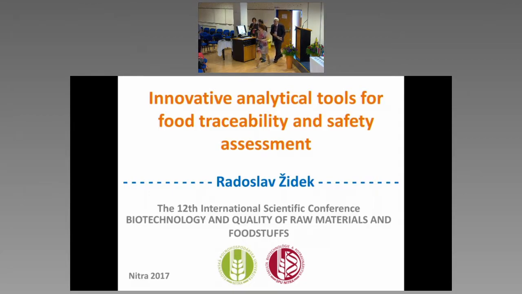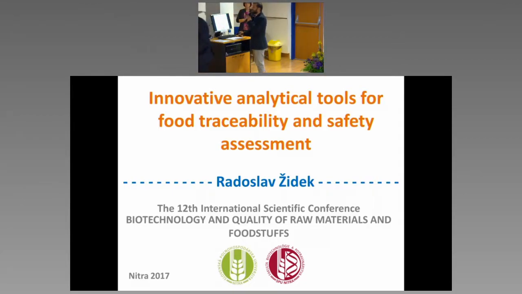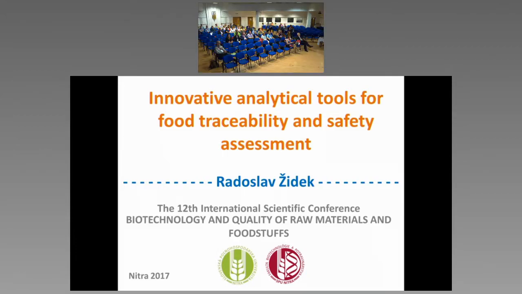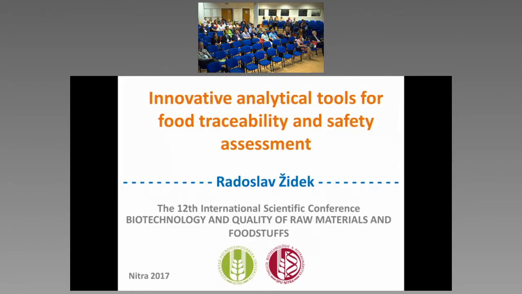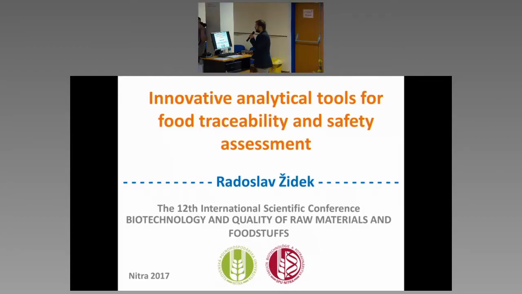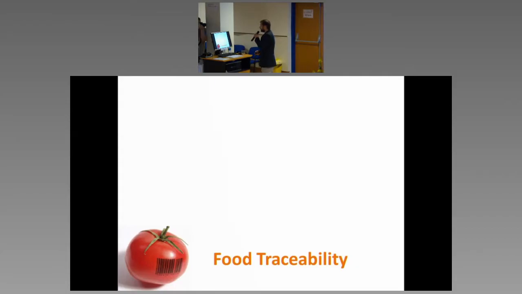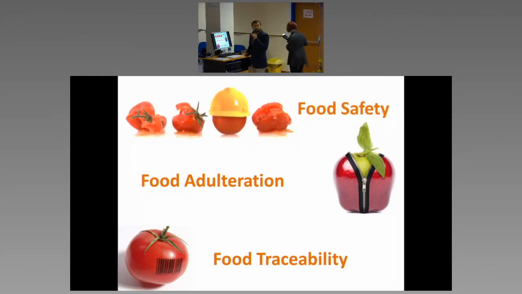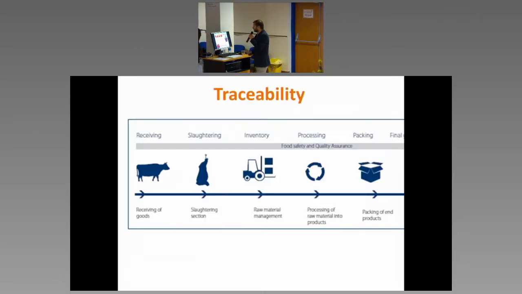Ladies and gentlemen, I'm really honored to be here and have this presentation. I'm really glad that I can speak about our research, which is made in our Department of Food Hygiene and Safety, and our research is focused on innovative analytical tools for food traceability and safety assessment. Firstly, I want to tell you what it's going to be. I want to focus on food traceability, food adulteration, and of course, food safety. These are the three topics I want to speak about.